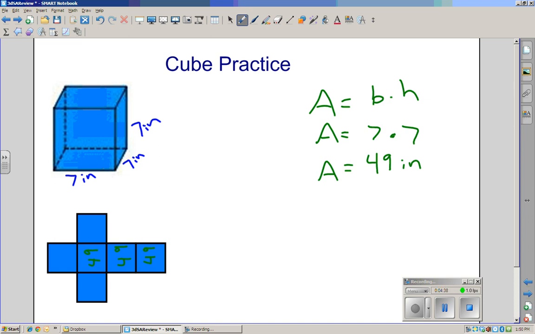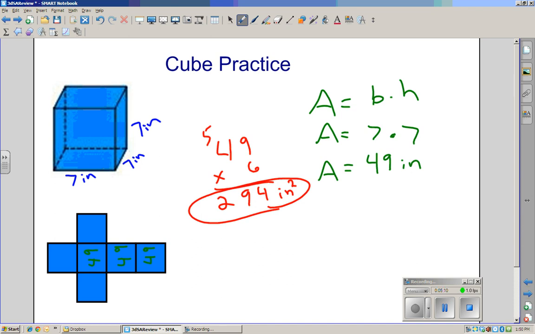I take that 49 and I can either add 6 of them together, or the easier way to do it is 49 times 6, because there are 6 squares. 9 times 6 is 54. 4 times 6 is 24, plus 5 is 29, so 294 inches squared. If you got that right, nice job. If you did not, we will have some more practice items at the end.